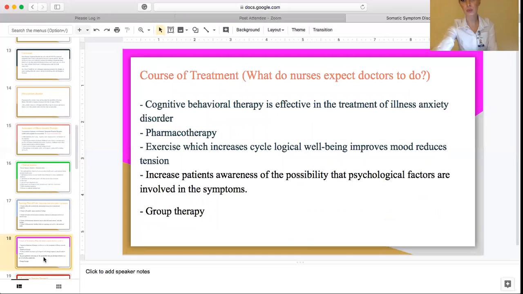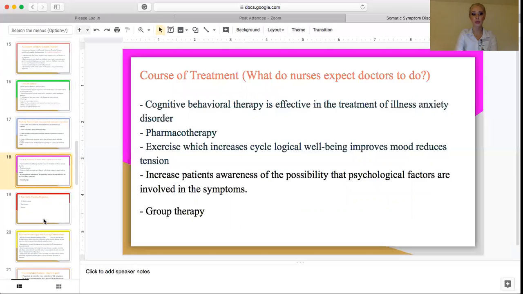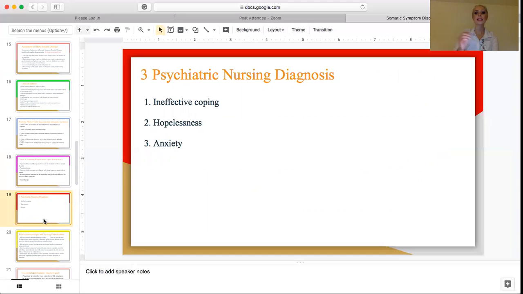Course of treatment, what do we expect doctors to do? Cognitive behavioral therapy is effective in the treatment of illness anxiety disorder. Pharmacotherapy, exercise, which increases psychological well-being, improves mood, reduces tension, increases a patient's awareness of the possibility that psychological factors are involved in the symptoms. And of course, group therapy is also extremely helpful. Three psychiatric nursing diagnoses that have to do with this disorder: ineffective coping, hopelessness, and anxiety.